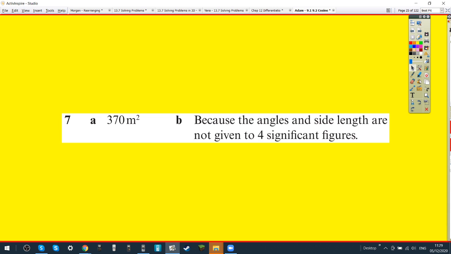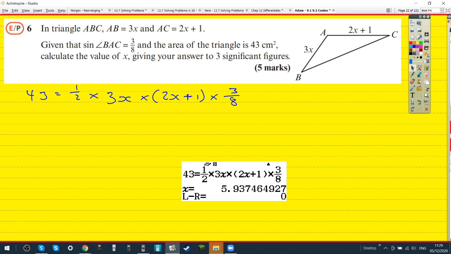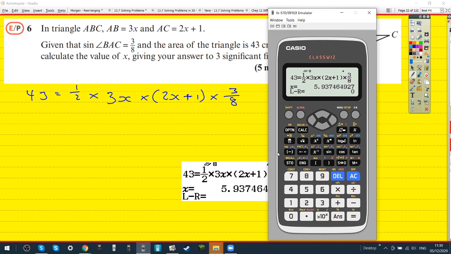Let me see. So this is question 6. Triangle ABC. The sine of BAC. So that's the angle between. A half AB sine C. 43 is equal to half times 3x times 2x plus 1. I know what's going on. It's a quadratic, that's why. Oh. So if we did it the long way, we'd get 2 answers.